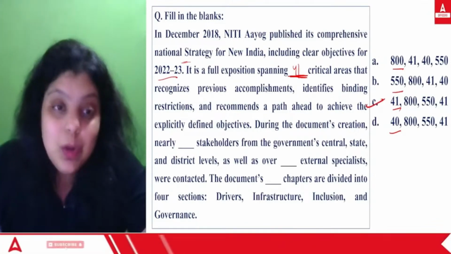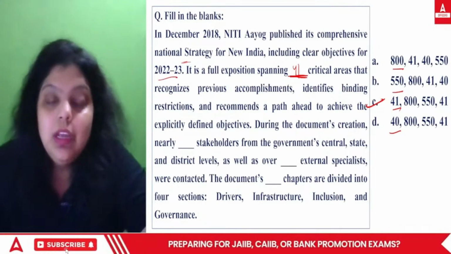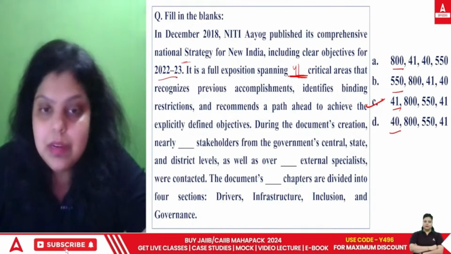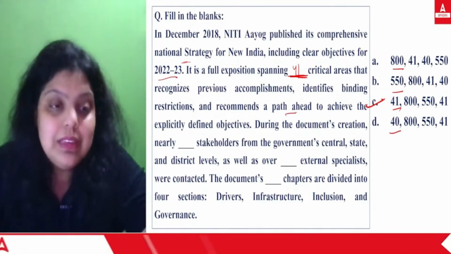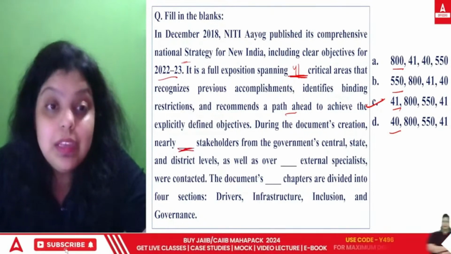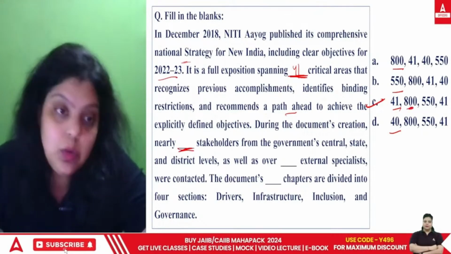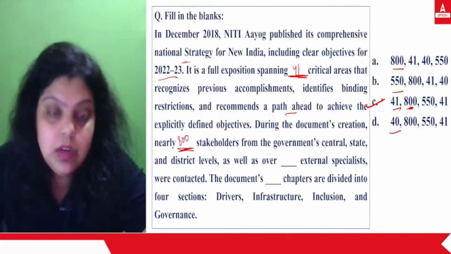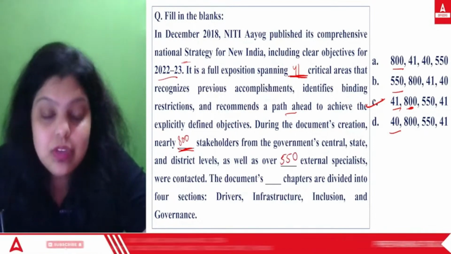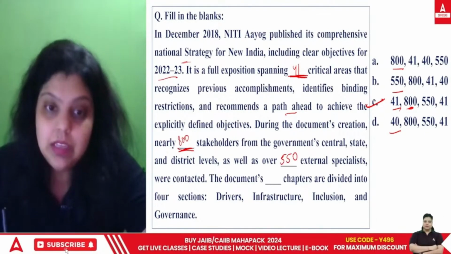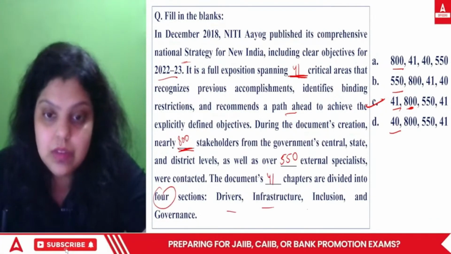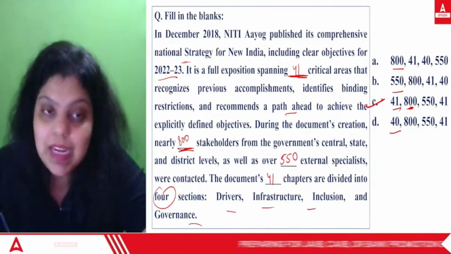Okay, but because we are only practicing here, we will read the whole question. So critical areas that recognize previous accomplishments, identify binding restrictions, and recommend a path ahead to achieve the explicitly defined objectives. During the document's creation, nearly dash stakeholders. How many stakeholders? Nearly 800 stakeholders from the central government, state government, and district level, as well as over 550 external specialists were contacted. The document's 41 chapters are divided into 4 sections: the drivers, the infrastructure, the inclusion, and the governance. So the right answer will be C.